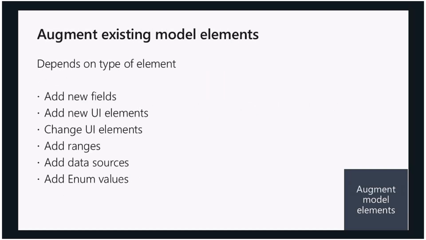In terms of metadata extensibility, the things you can change really depend on the type of model element you are augmenting. We'll walk through what is possible, but in general, the types of changes you can make are adding new fields or UI elements, hiding and modifying existing UI elements, and adding data sources and enum values. Note that by and large, this is still a fairly additive list, though there are ways to make changes to the base elements.